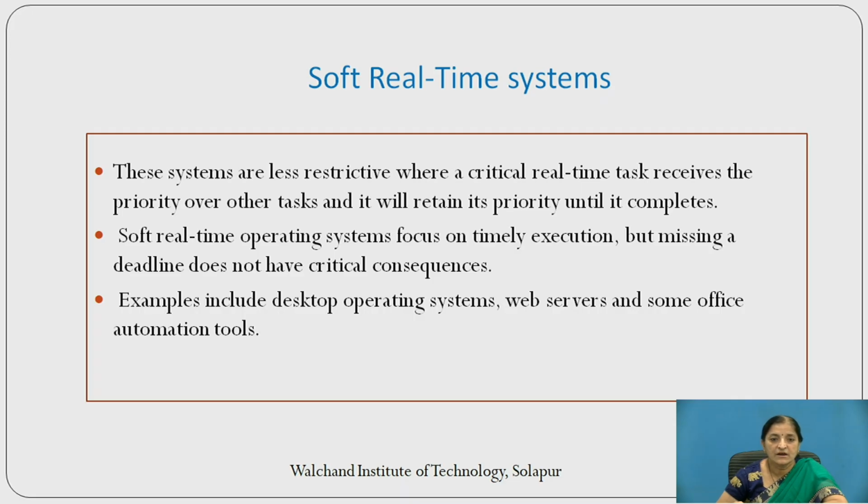Now let's see what are the soft real-time systems. These systems are less restrictive, where a critical real-time task always receives the priority over other tasks, and it will retain its priority until it completes its execution. Soft real-time operating systems focus on timely execution, but missing a deadline due to some factor does not have critical or disastrous consequences. Examples of soft real-time systems include desktop operating systems, web servers, and some office automation tools.